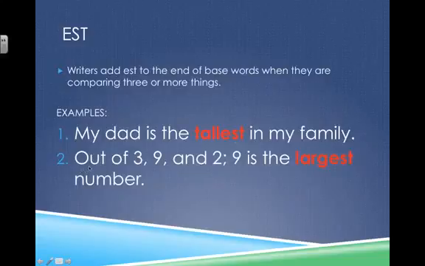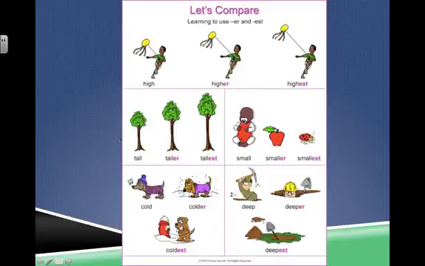Read this sentence. Out of 3, 9, and 2, 9 is the largest number. Here I've taken the base word large and added an EST to the ending to make it sound right in the sentence. I'm also comparing more than two numbers, so three numbers in fact. Remember, we add an EST to the end of a word when we're comparing three or more things. Largest.